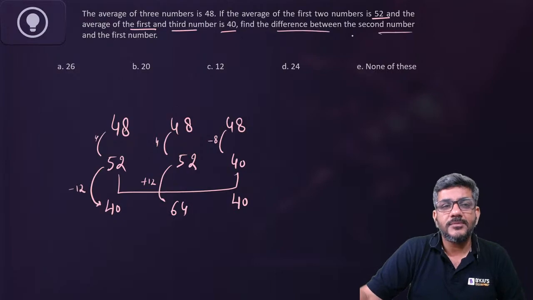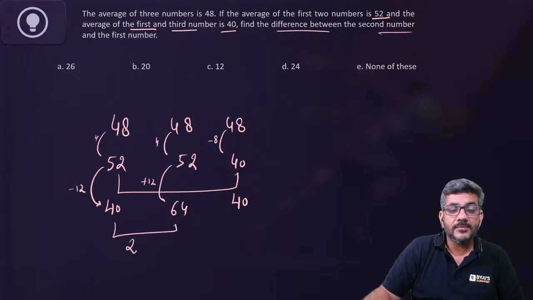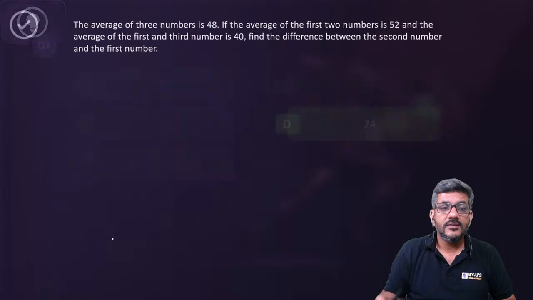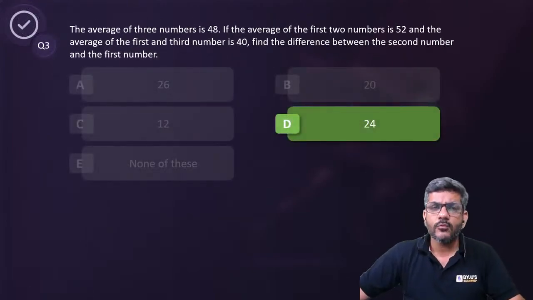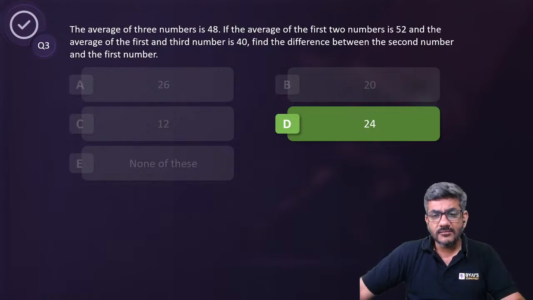Question says find the difference between second and first number. इनका difference बताइए. The answer is 24. Yes, you anyway saw the answer. So 24 is the right answer for this question. Isn't it a wonderful way of doing the question, right?